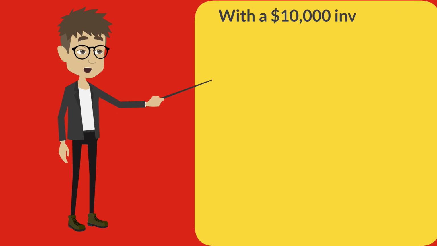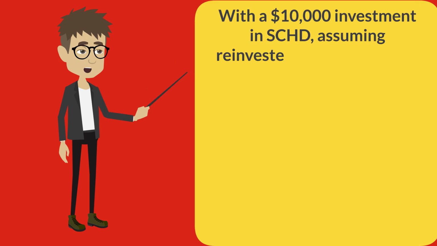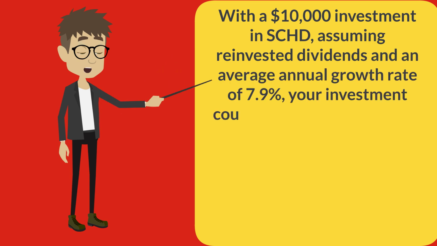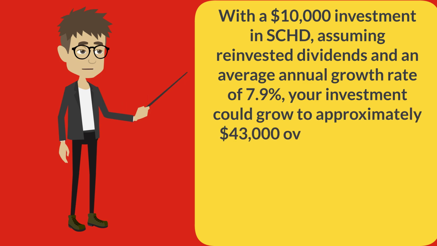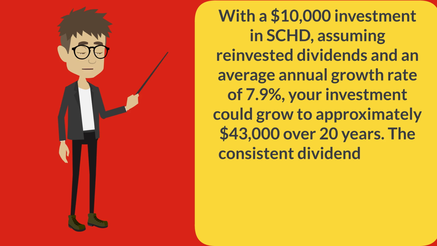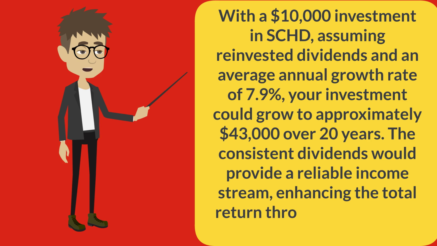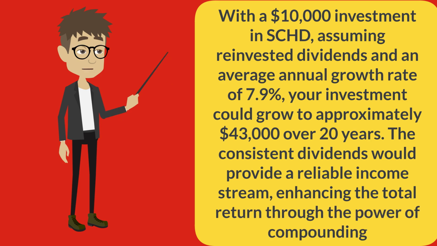With a $10,000 investment in SCHD, assuming reinvested dividends and an average annual growth rate of 7.9%, your investment could grow to approximately $43,000 over 20 years. The consistent dividends would provide a reliable income stream, enhancing the total return through the power of compounding.